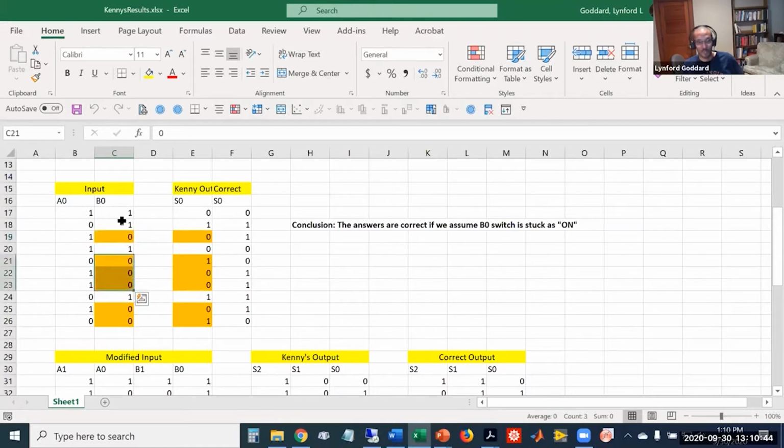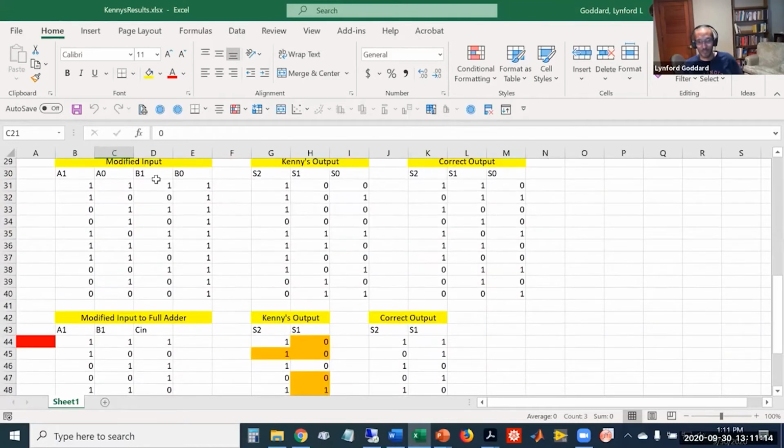So when B0 was equal to 1, he was getting correct answers, but when it was equal to 0, those were all the ones that were coming out incorrect. So from that, I was able to draw a conclusion that somehow his B0 switch is stuck in an on position. Even though he's mechanically switching it to off, it's somehow sticking in the on position. And so asking these sorts of questions and looking for patterns is a key skill to be able to build and understand circuits.